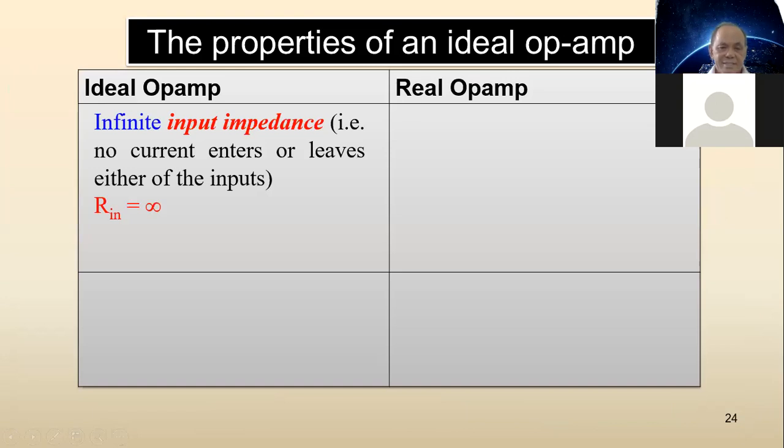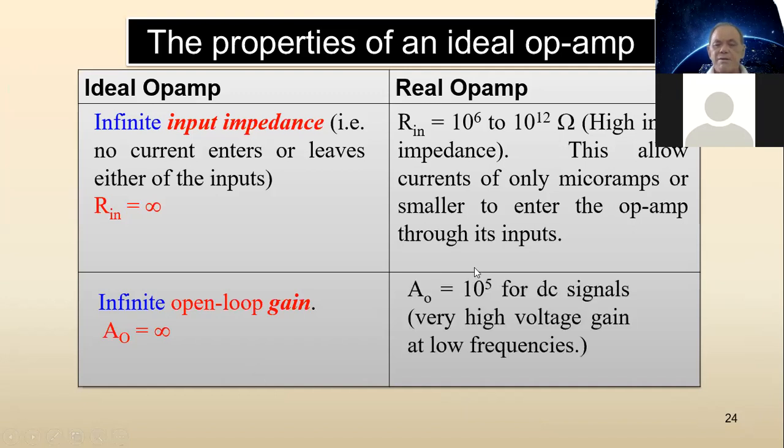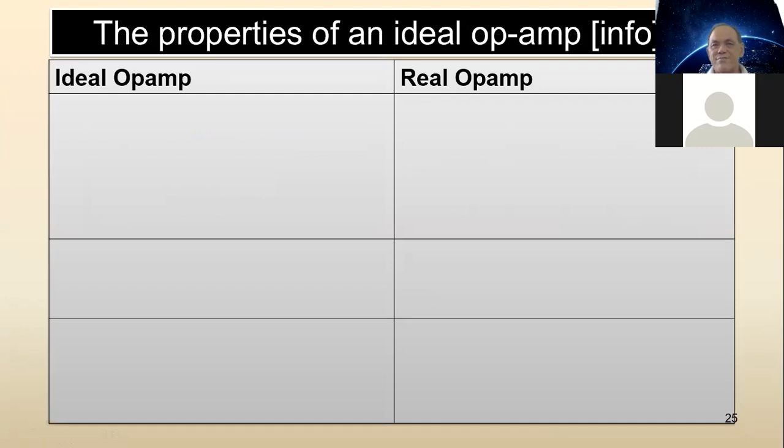Right? Infinite input impedance. That means no current will enter or leave the input. But usually for a real one, what does infinite mean? It means about 10 to the power 6 to 10 to the power 12. That's good enough. And usually the current that enters is very small, microampere or smaller. Infinite open loop gain is about 10 to the power 5 for DC signal. There's no such thing as infinity. It's just in our head only.